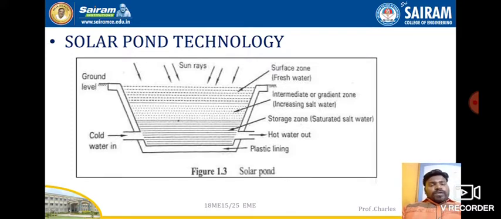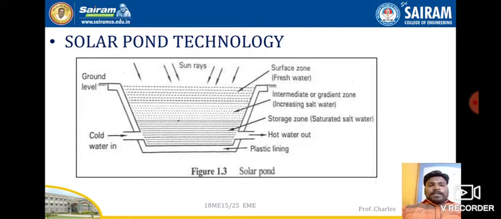So what we do is dump rock salt inside the pit, and then we pour water, and that differentiates between these three regions: the surface zone, the intermediate zone, and the storage zone.